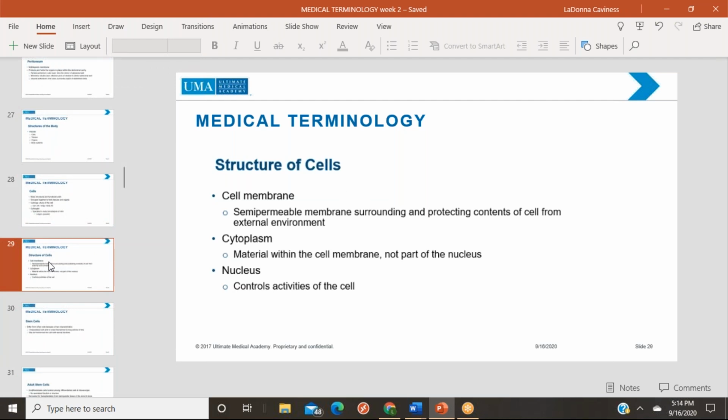Structure of membranes, cell membranes, semi-permeable membranes surrounding and protecting contents of the cells from the exterior environment. Cytoplasm, material within the cells and the membranes that is not part of the nucleus. The nucleus controls activities of these cells.